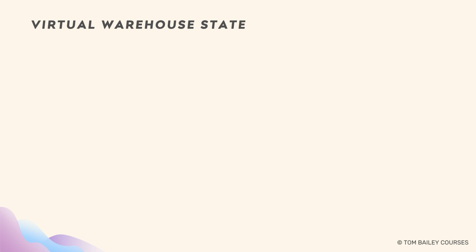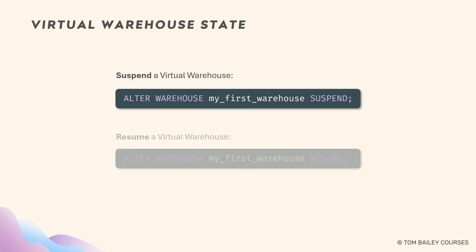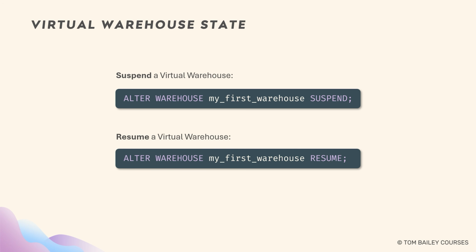You can manually suspend and resume a virtual warehouse by issuing the alter warehouse command. The alter command is for changing object properties and parameters. Running a suspend warehouse command like the one we see here removes all compute nodes from a warehouse. This will put the warehouse into a suspended state after any queries currently executing are completed. And here is the command to do the opposite: resume a warehouse, putting it back into the started state.